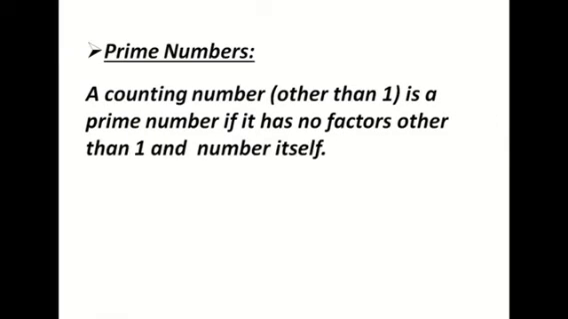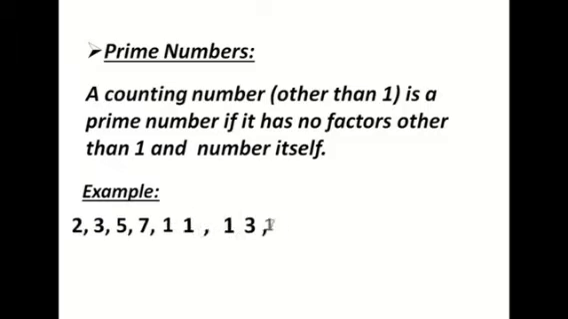Okay, so a counting number other than 1 is a prime number if it has no factors other than 1 and the number itself. If you factorize any number and you are getting factors as 1 and the number itself, then only you can call that number a prime number.